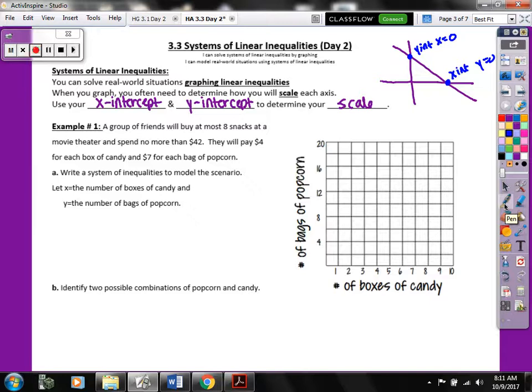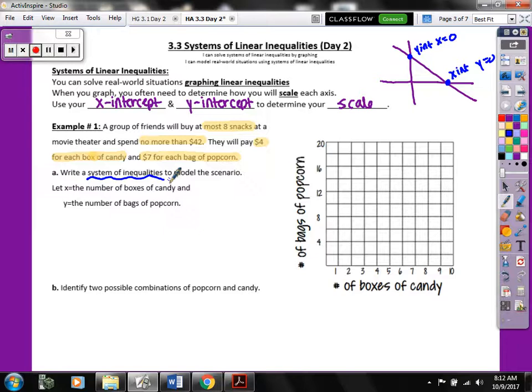Okay, so it says a group of friends will buy at most, so that's important, at most 8 snacks at a movie theater and spend no more than $42. They will pay $4 for each box of candy and $7 for each bag of popcorn. Write a system of linear inequalities to model this scenario, and we will graph it as well. X is the number of boxes of candy, and Y is the number of bags of popcorn. So again, it does say a system, so that will indicate that you're going to have more than one to model it. Who thinks they could give me one inequality using X, Y, and some numbers?